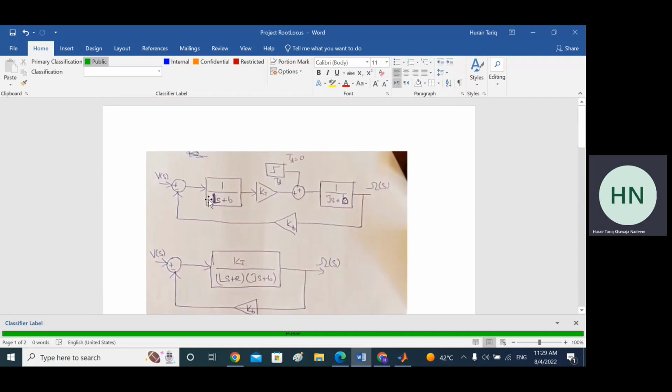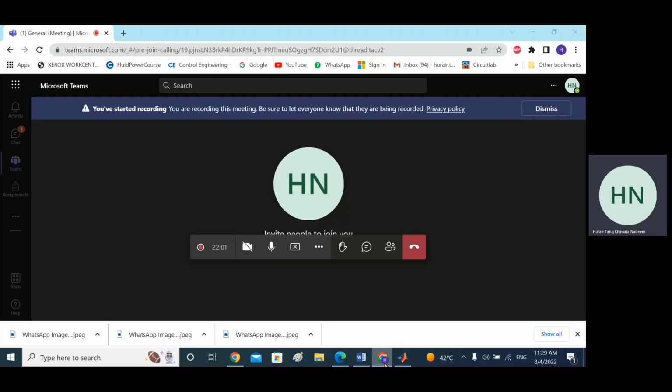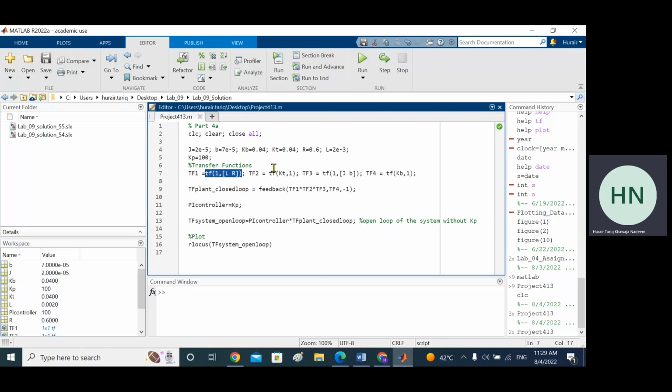This is TF1, 1 over LR. This is R actually. Then we have transfer function 2, KT only. The 1 means that at the denominator you have one constant 1. The third one is 1 over JS plus B, and the fourth one is KB only.